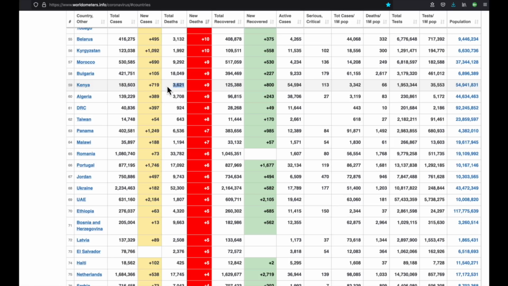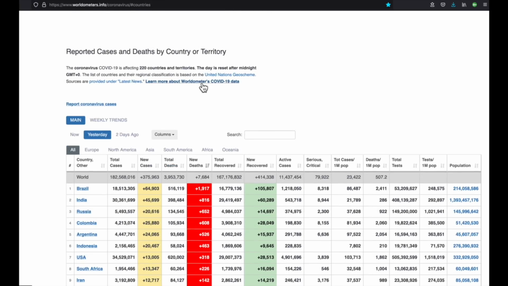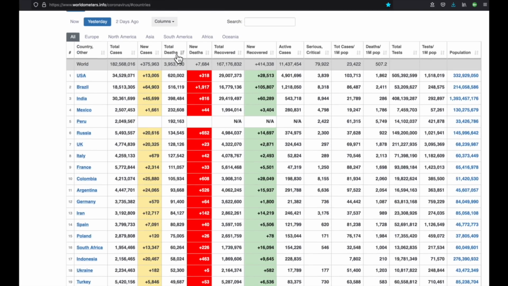But let's go back up to the top. Let's go to total deaths again. USA. So let's look at the USA. And how is the USA doing? This is daily new cases in the USA.